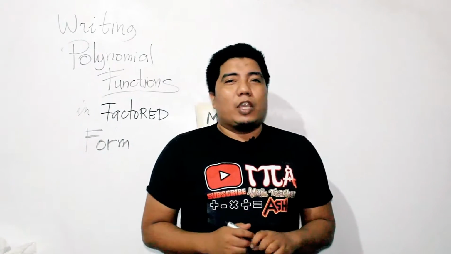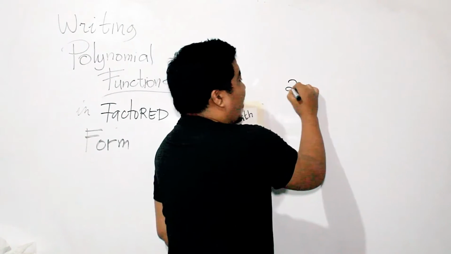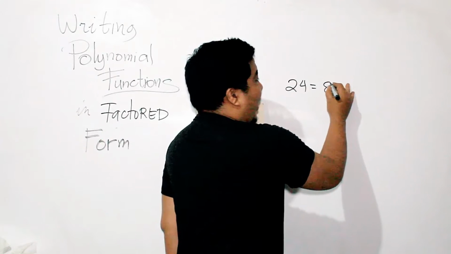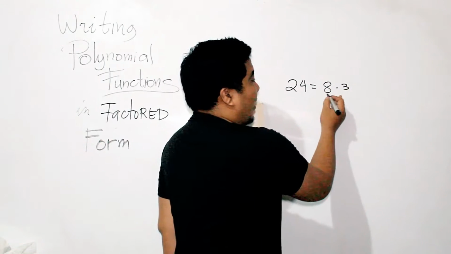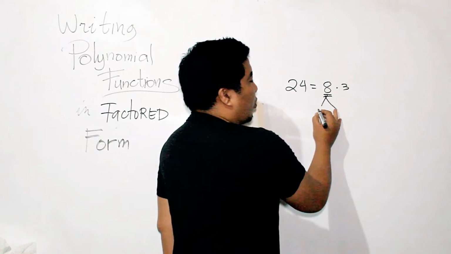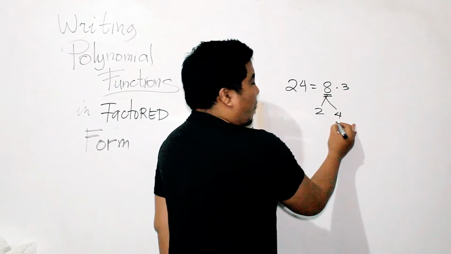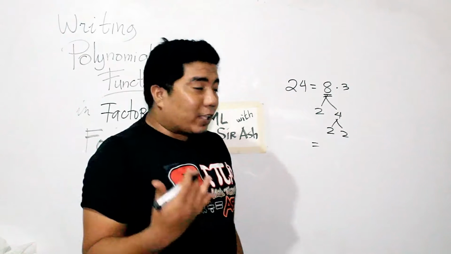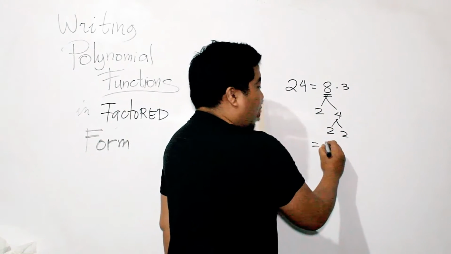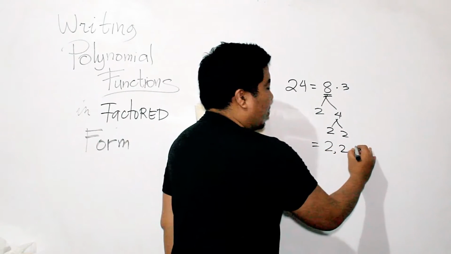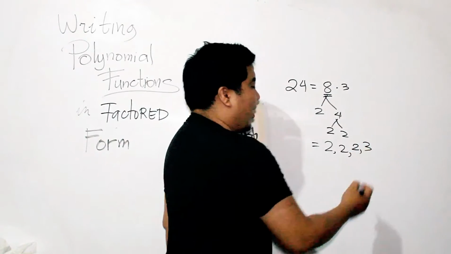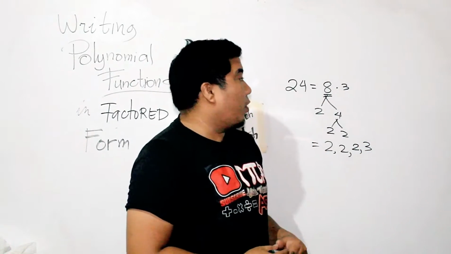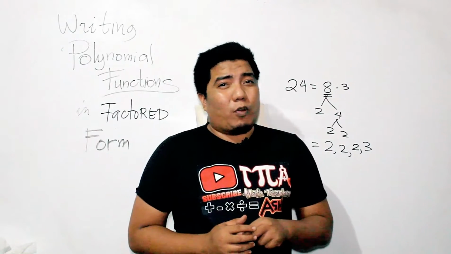For example, if you need to factor out 24, basically the factors of 24 are 8 and 3, while 8 can still be factored to 2 and 4, and 4 can still be factored as 2 and 2. So basically, the factored form of 24 is 2, 2, 2, and 3. So 2 times 2 times 2 times 3, that is 24, and that is the factored form of 24.